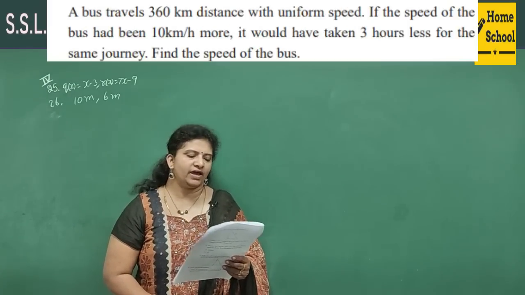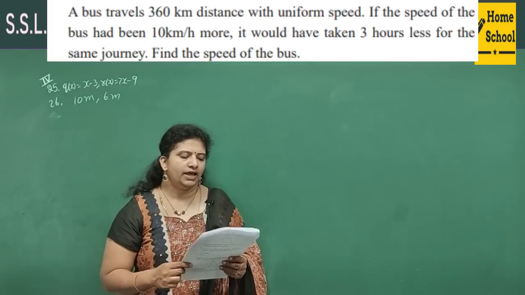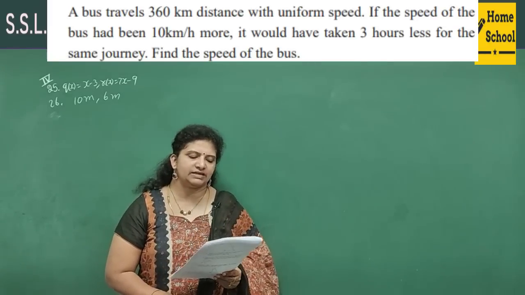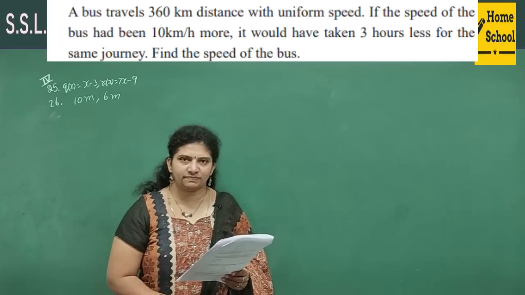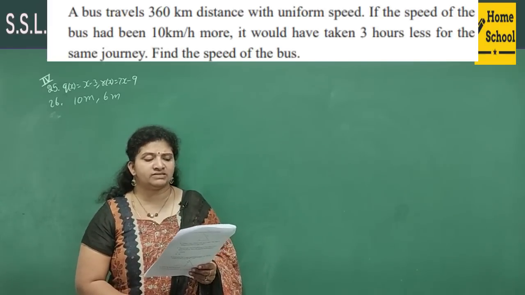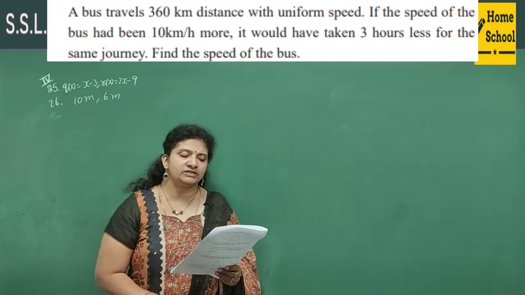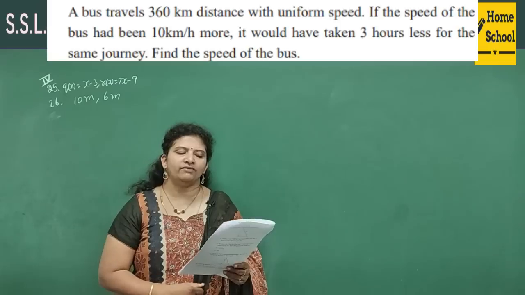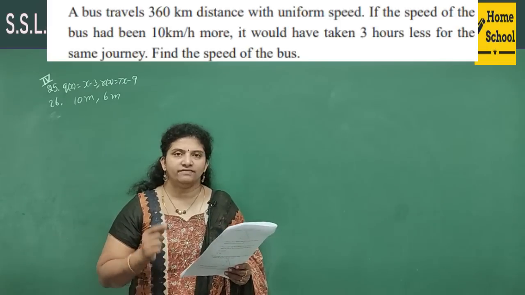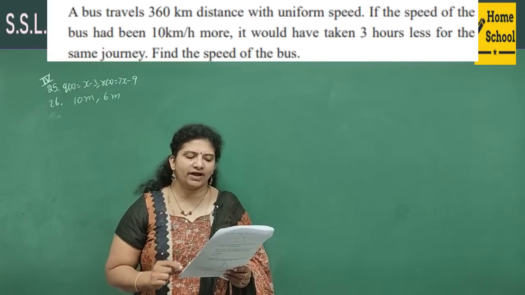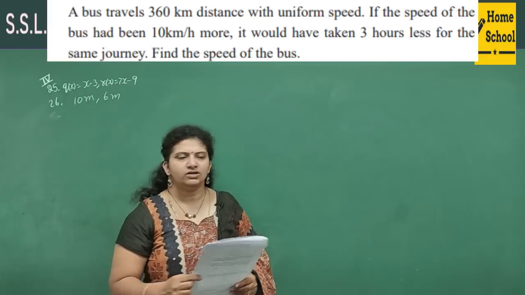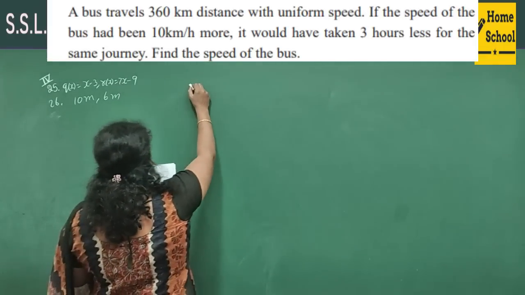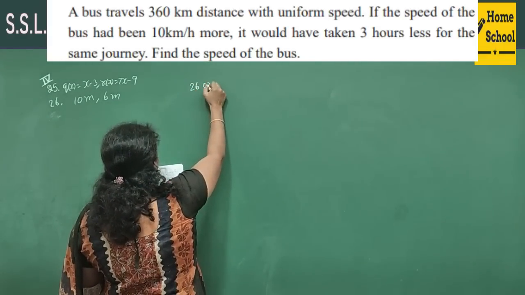In 26, we have one more OR question. A bus travels 360 km distance with uniform speed. If the speed of the bus had been 10 km per hour more, it would have taken 3 hours less for the same journey. Find the speed of the bus. So what is given in this problem? 26 OR question.